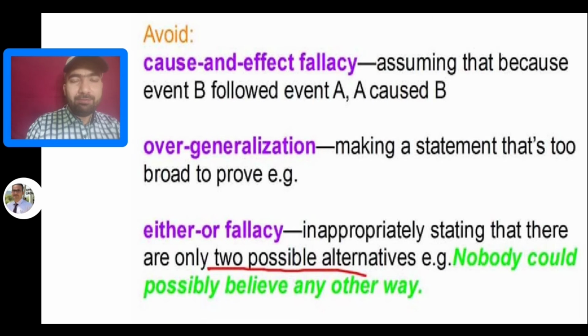Either or fallacy, inappropriately stating that there are only two possible alternatives, e.g., nobody could possibly believe in any other way. So this is an illogical way. So either or, this should not be the manner of writing. You must be specific. You must be targeted to a specific point and prove it accordingly without creating a deception in the mind of the reader.